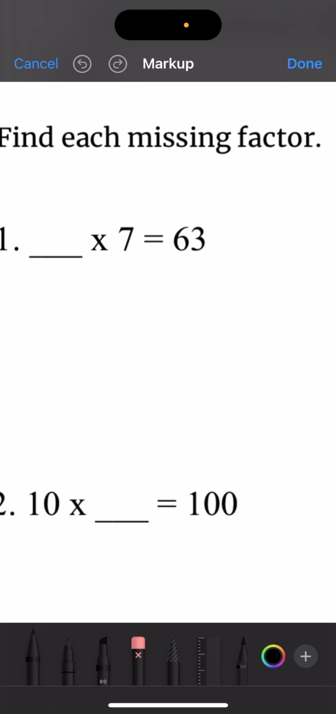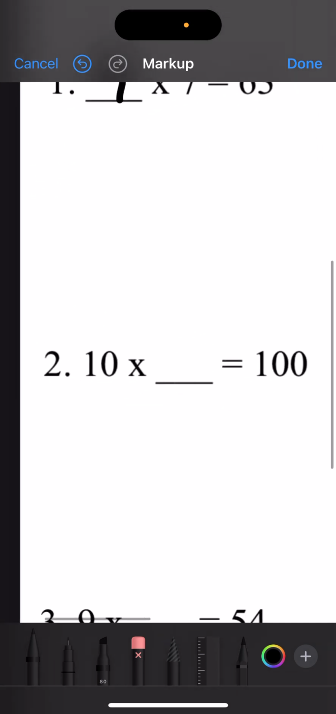So let's try 5. So 5 times 7 will give us 35. And that is still short from 63. So we could try 7, bump it up by 2, and we get 49. That is still short. Let's bump it up by 2 again. Let's try 9 and we get 63. Okay, so number 1 will be 9.